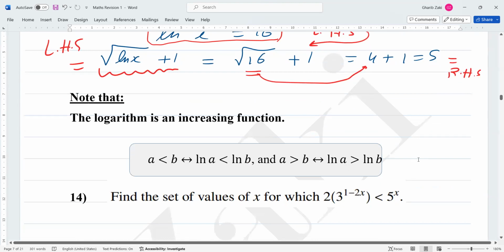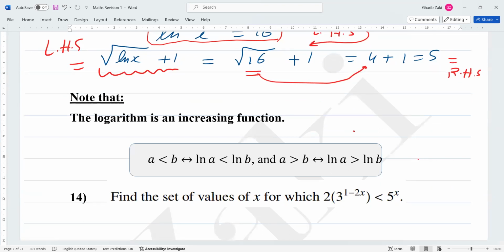inequality. We said the logarithm is an increasing function. When x increases, y increases. Then we can take ln, but take care if you divide by a negative value. For example, guys, we know that 5 is greater than 3. If we multiply by negative 1, then negative 5 will be less than negative 3. So when we multiply or divide by a negative value, we change the direction of the inequality.